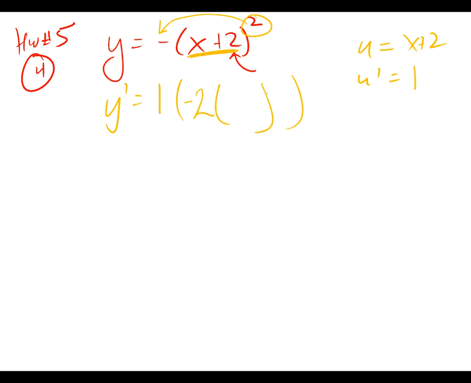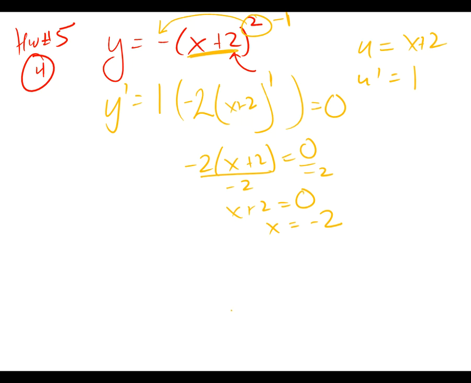Negative 2. And then we're going to subtract the 1 off the exponent, so I get a 1, and I put the mess back on the inside. Alright, I'm going to set that equal to 0 to get critical points. So it's a little crazy. X plus 2 equals 0. I guess I could have distributed. So either I distribute or I'm going to divide. It goes way faster. So 0 divided by negative 2 is 0, and x equals negative 2. That's my one and only critical number.